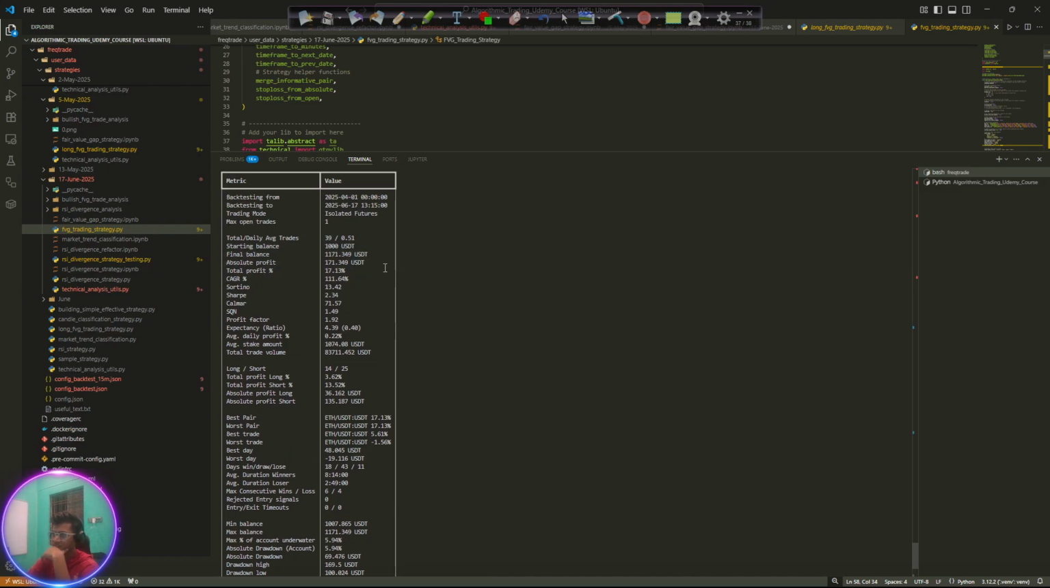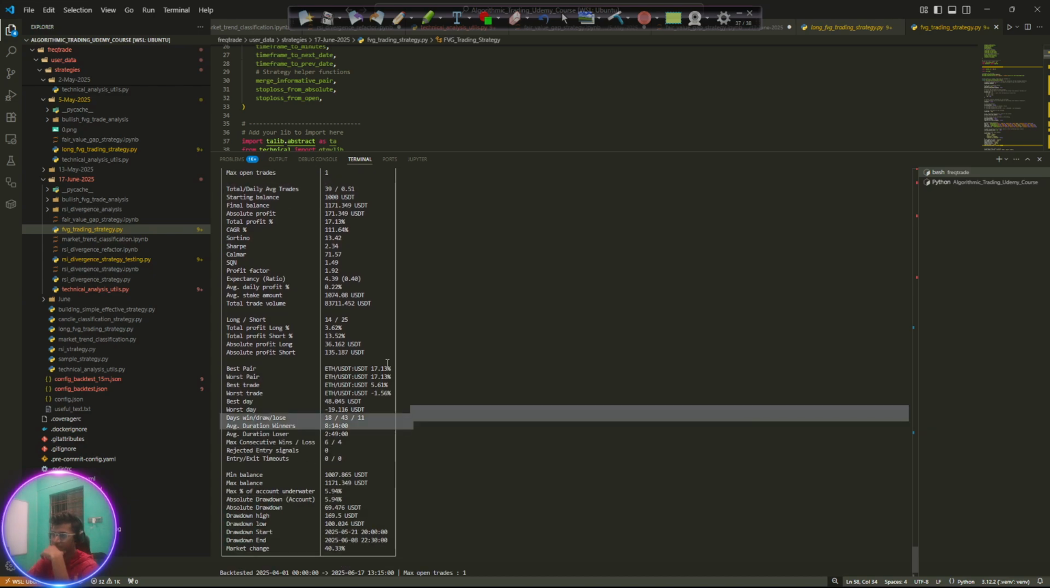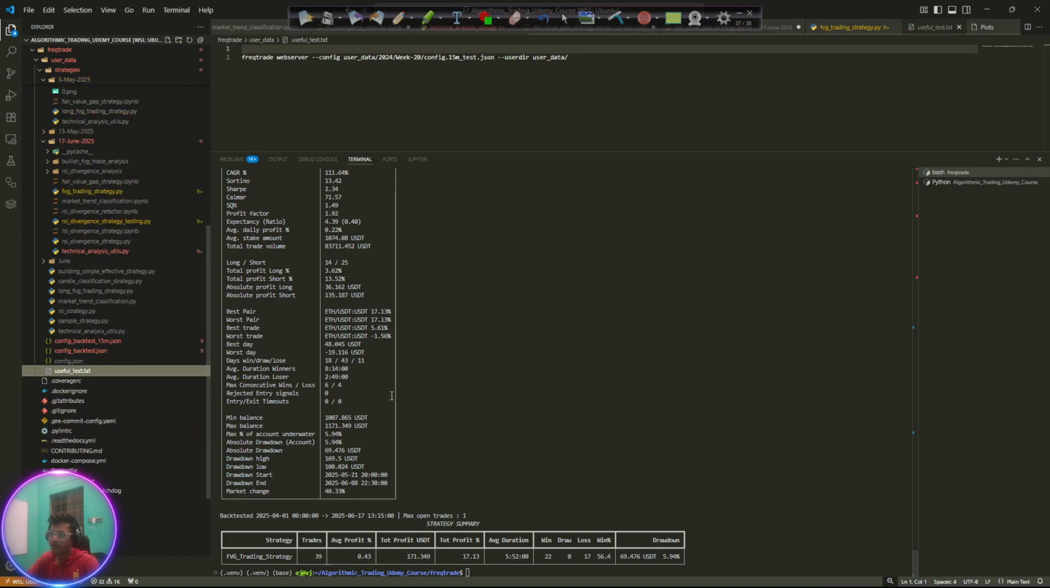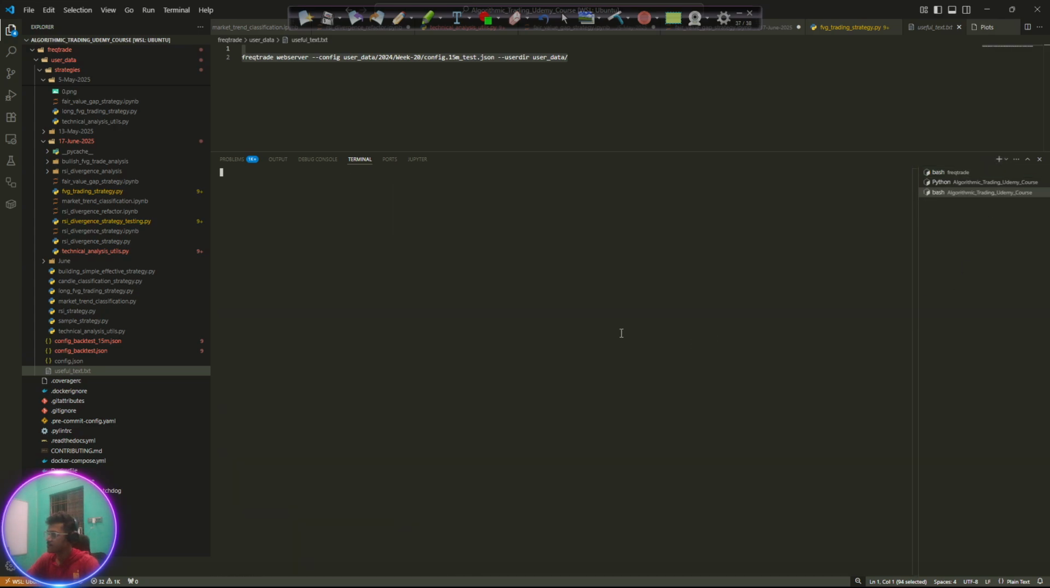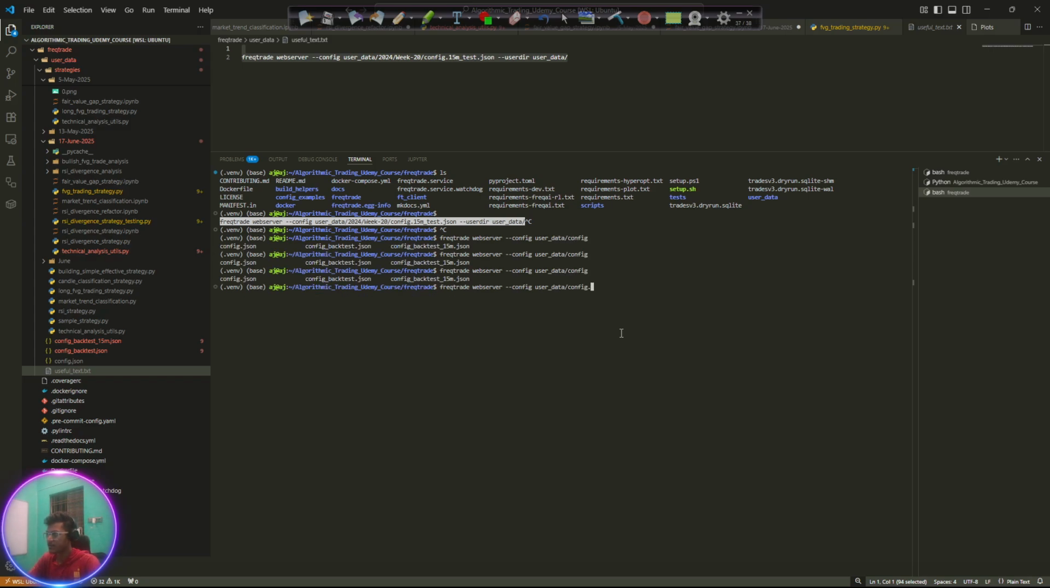Yeah. See, guys, this is giving us a good result. 56, 57% win rate, and it's taking both long and short trade. So this is the power of FVG, guys. And to actually show you more, we can actually run this quick trade web server config user data config and test minutes.